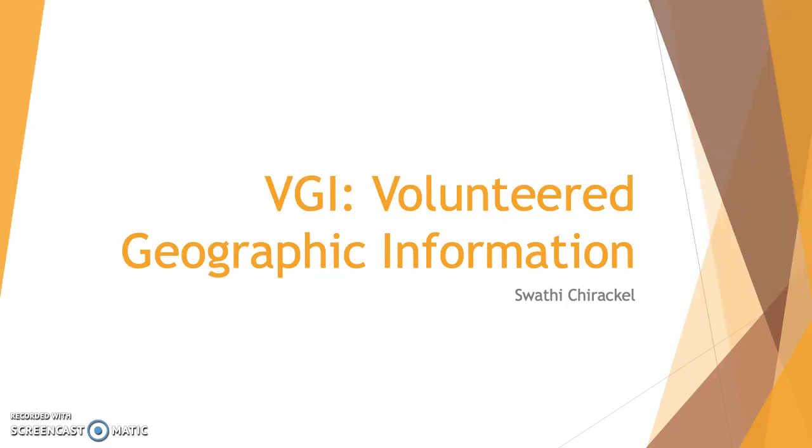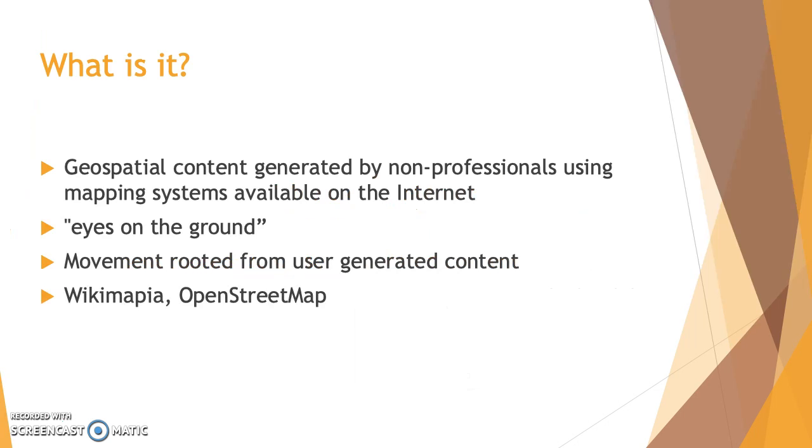The topic I will be covering today is VGI, Volunteer Geographic Information. So what is it? It is geospatial content generated by non-professionals using mapping systems available on the internet. Another way to think of it is everyday citizens inputting information of their current surroundings in a data space. They're using their eyes on the ground to put the information into a data space.